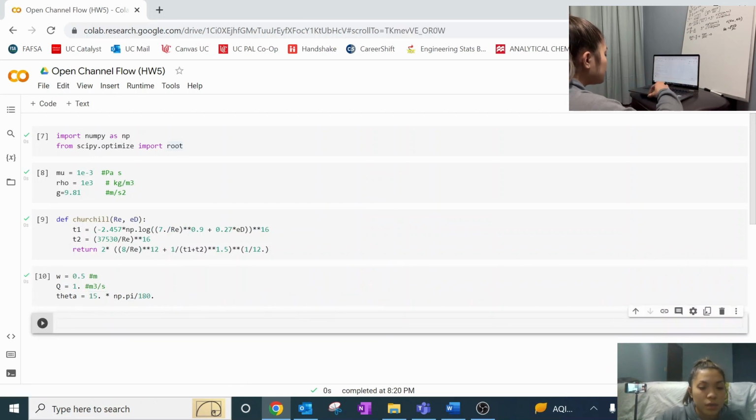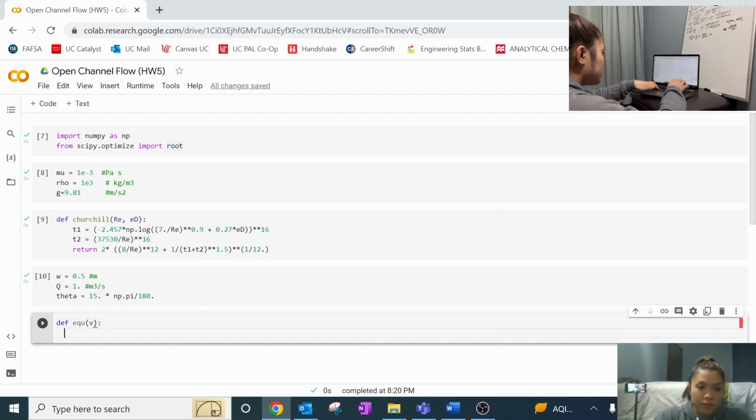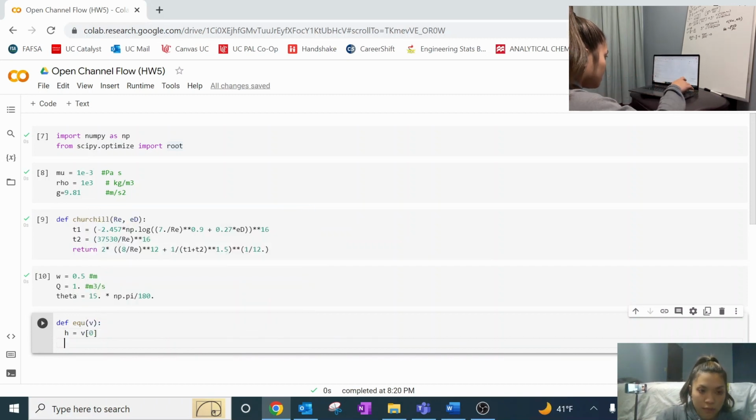And so now what we can do is we're going to be using our root solver. What a root solver needs is an equation that returns a vector. And so we have to initialize or say what our vector is. So the first part of the vector is just going to be the height, which is what we're looking for. And so now what we need to do is start inputting the equations that we derived.